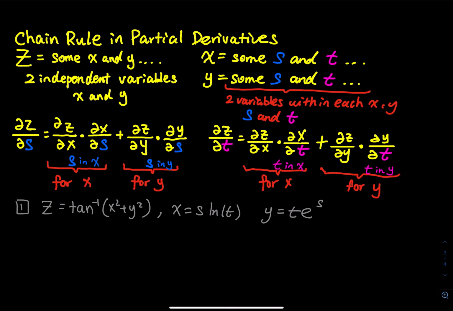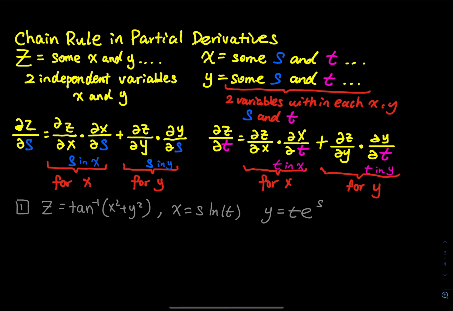But each independent variable is in terms of two variables, let's say s and t. So x is in terms of s and t, and y is in terms of s and t. So x and y each have two variables within, which will be s and t. When you do the partial derivative, we will have to do one partial derivative with respect to s and one partial derivative with respect to t.